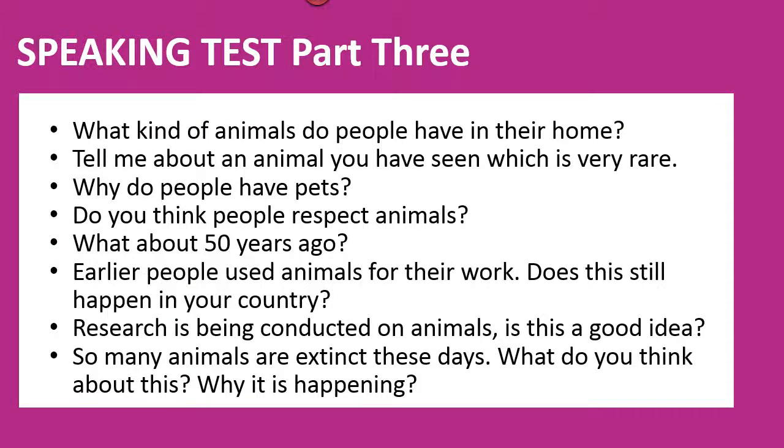So these are the questions that I asked you, and let's go through them. So the first one, what kind of animals do people have in their home? It's a question about the present, usually, generally. What do you think? The second one, tell me about an animal you have seen which is very rare. So have seen is about the past until now. Your answer can be in the same tense or it could be in the simple past. For example, about 5 years ago I saw, and you can talk about an animal in the simple past.